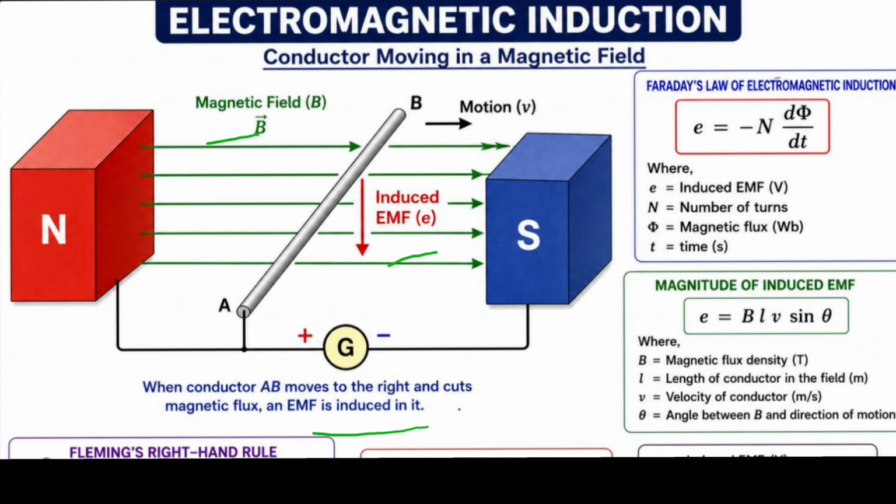So coming to Faraday's law, this is the equation. You can see the equation: e is equal to minus N d phi by dt. Here small e is the induced EMF, N is the number of turns, and d phi by dt is the change of magnetic flux with time. You can also use the magnitude of induced EMF: e is equal to B L V sin theta.